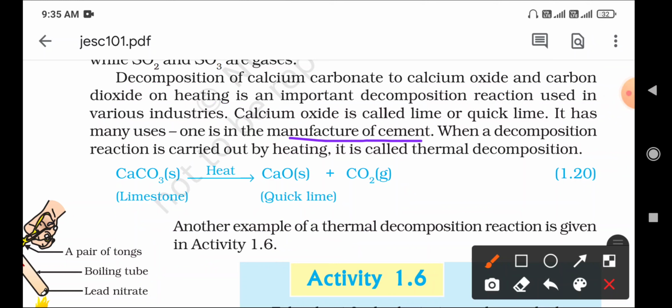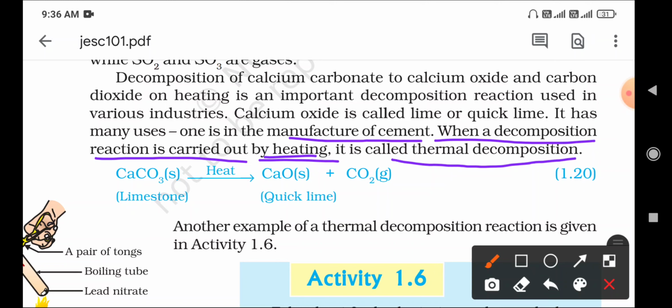When a decomposition reaction is carried out by heating, it is called thermal decomposition. So what is one more question, or two more questions? What is a thermal decomposition reaction? With an example, you can write: a decomposition reaction done by heating is called a thermal decomposition reaction.